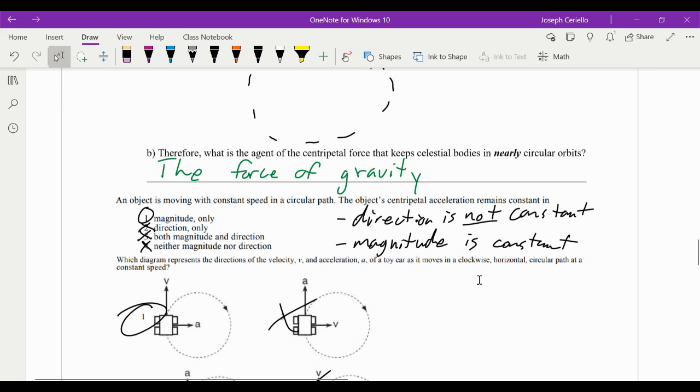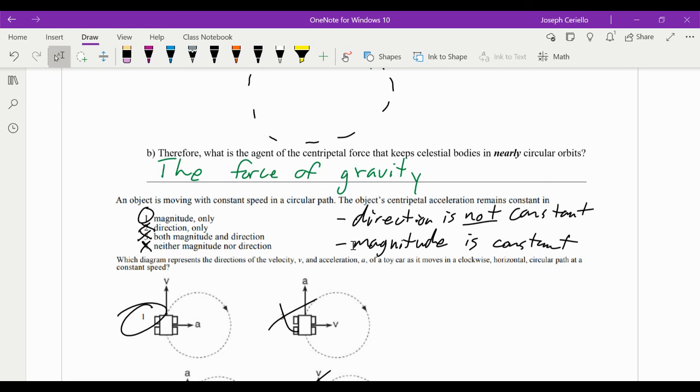So this question here says an object is moving at constant speed in a circular path. What remains constant? The centripetal acceleration, remember, always points towards the middle of the circle. But the middle of the circle is always in a different place depending on where the object is going around the circle. So it's pointing towards the middle, which is changing. So the magnitude of the centripetal acceleration and force doesn't change, but the direction is always changing.